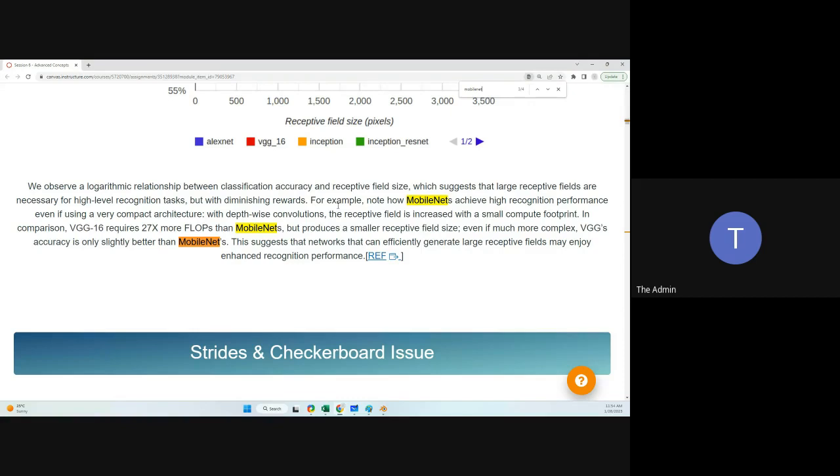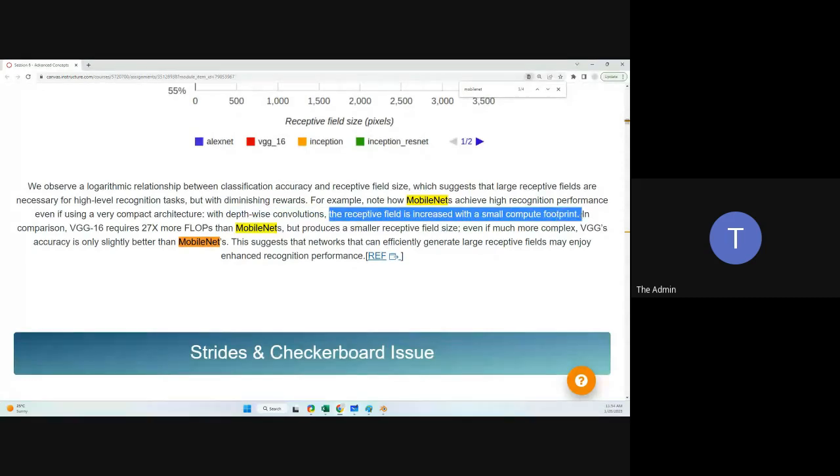Yes, let's see. So for example, this is what we covered at the beginning of the session. We observed there's a log relationship between classifier accuracy and the receptive field, which suggests that large receptive fields are necessary for higher level recognition, but with diminishing returns. For example, we note how MobileNets achieve higher recognition performance, even if using a very compact architecture with depth-wise convolution. So this is used in mobile kinds of networks where you want to run on mobiles because the amount of RAM required and the computation required is pretty low. And you can increase the receptive field with a small compute footprint.